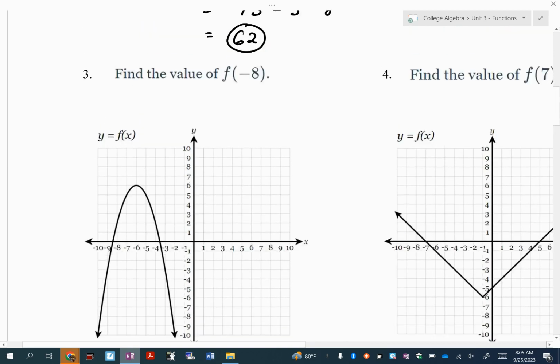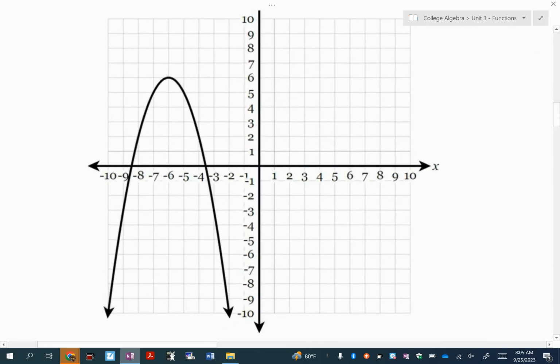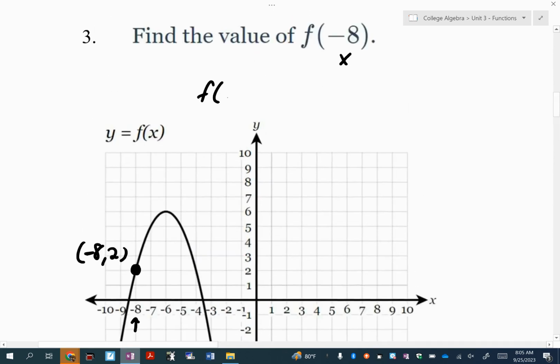So essentially just remind yourself that this is the x value. So you zoom in, go to the x value of -8. Here it is. And find where the curve has a point at the x value -8. So it's -8 comma, the y value is 2, which I care about. So f of -8 is positive 2. That's how you do that process.